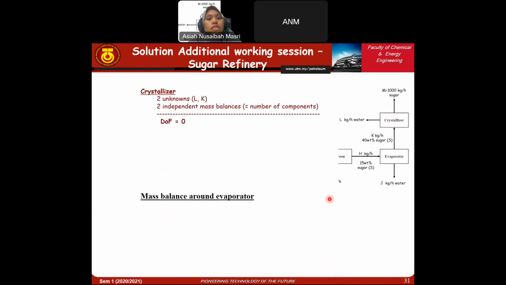We move on to the crystallizer. For the crystallizer, we have one input and two outputs. What are our unknowns? K and L are our unknowns. M is 1000 kilograms, so it can be our basis. So we have only two unknowns, which are the flow rates. How many independent balances? This time we only have two materials, sugar and water. Therefore, DOF is equal to 0. Thus, we can start solving from the crystallizer.